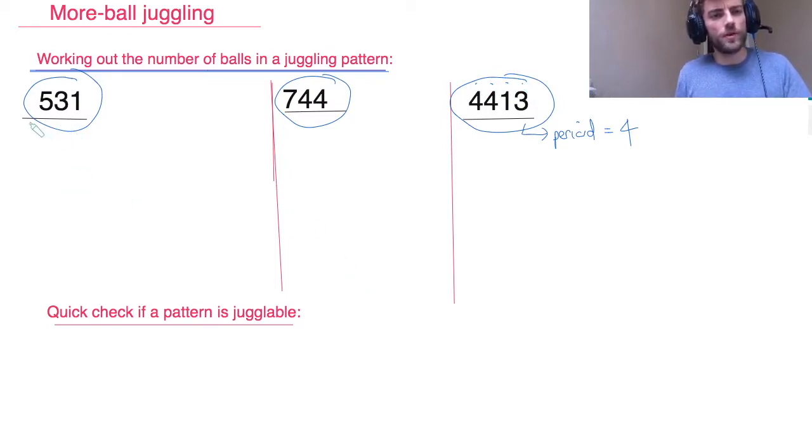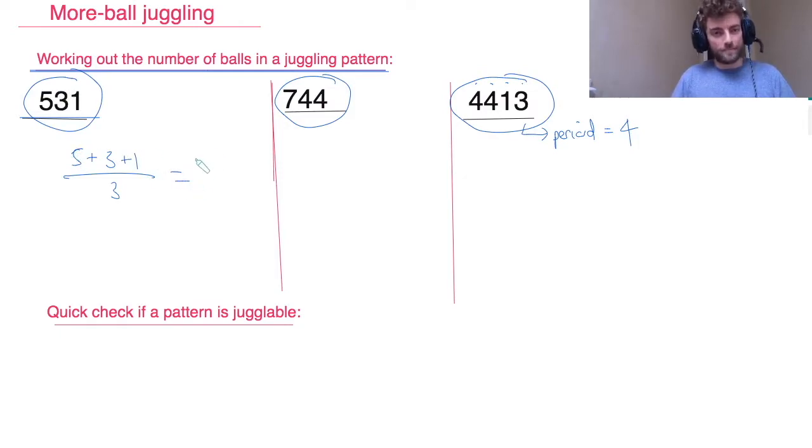So this 531, well, we already saw 531 and we know it's a 3-ball pattern. The way in which we can check how many balls there are in a pattern is by taking the mean average. The mean average of 5, 3 and 1 is very simply 5 plus 3 plus 1 divided by 3, which is 9 over 3, which is 3. So this is a 3-ball juggling pattern.